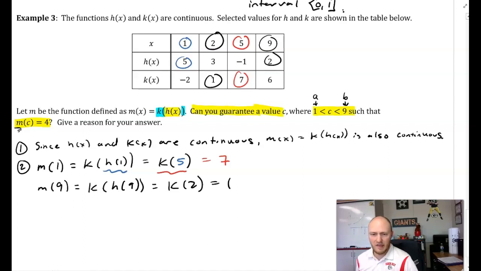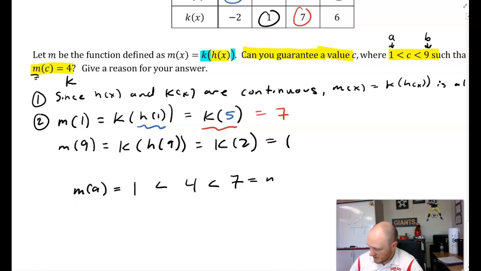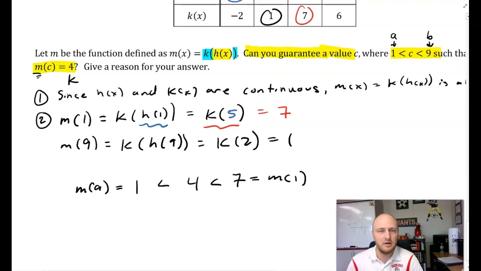There you go. So I ask myself, okay, is my k value, and again, k here they want to be 4. M of c is equal to 4. They want k to be 4. Is 4 between 7 and 1? Yes. And I'm just going to state that. Make sure you state that. 1 is less than 4, which is less than 7. If you want, you can add this in. This is m of 9. This is m of 1. So I'm just stating that condition. I'm showing that 4 is between those endpoints, between those y values.